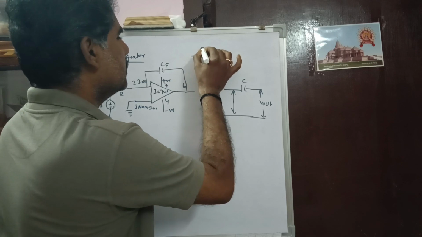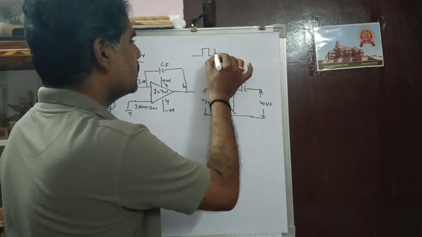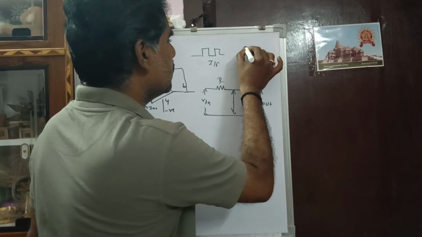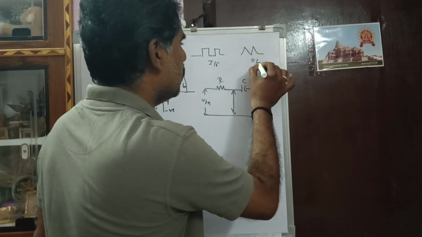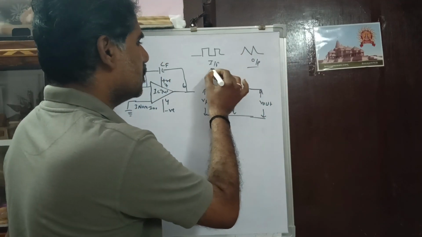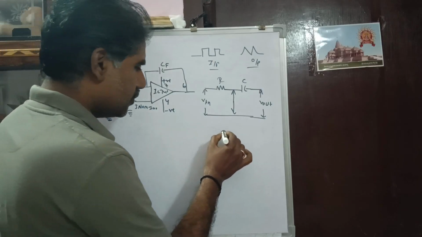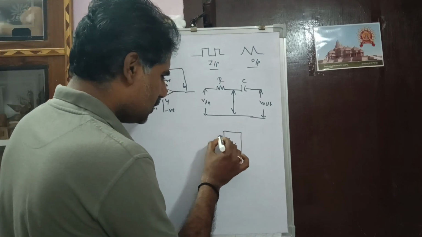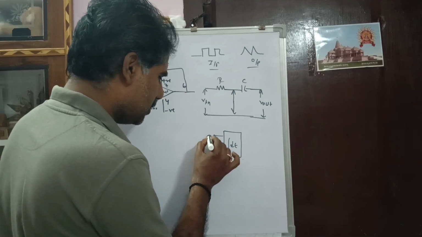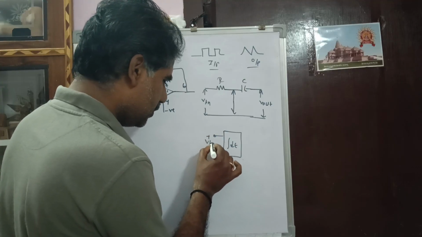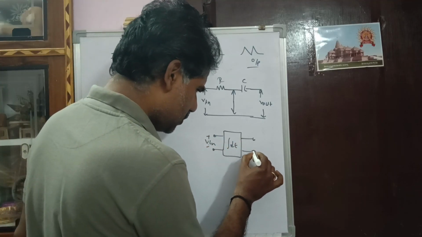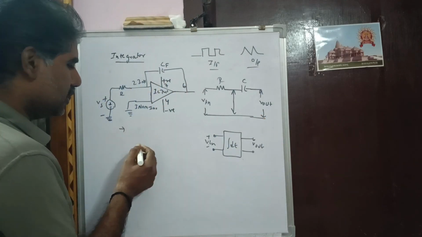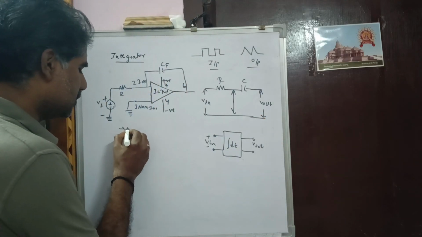integrator. In this, I am giving a square wave as input. It is used to generate a triangular wave as output. Okay. The other symbol is nothing but the integrator. You are applying input Vin, and we are measuring output Vout. That's the basic symbol, and you can write the definition.